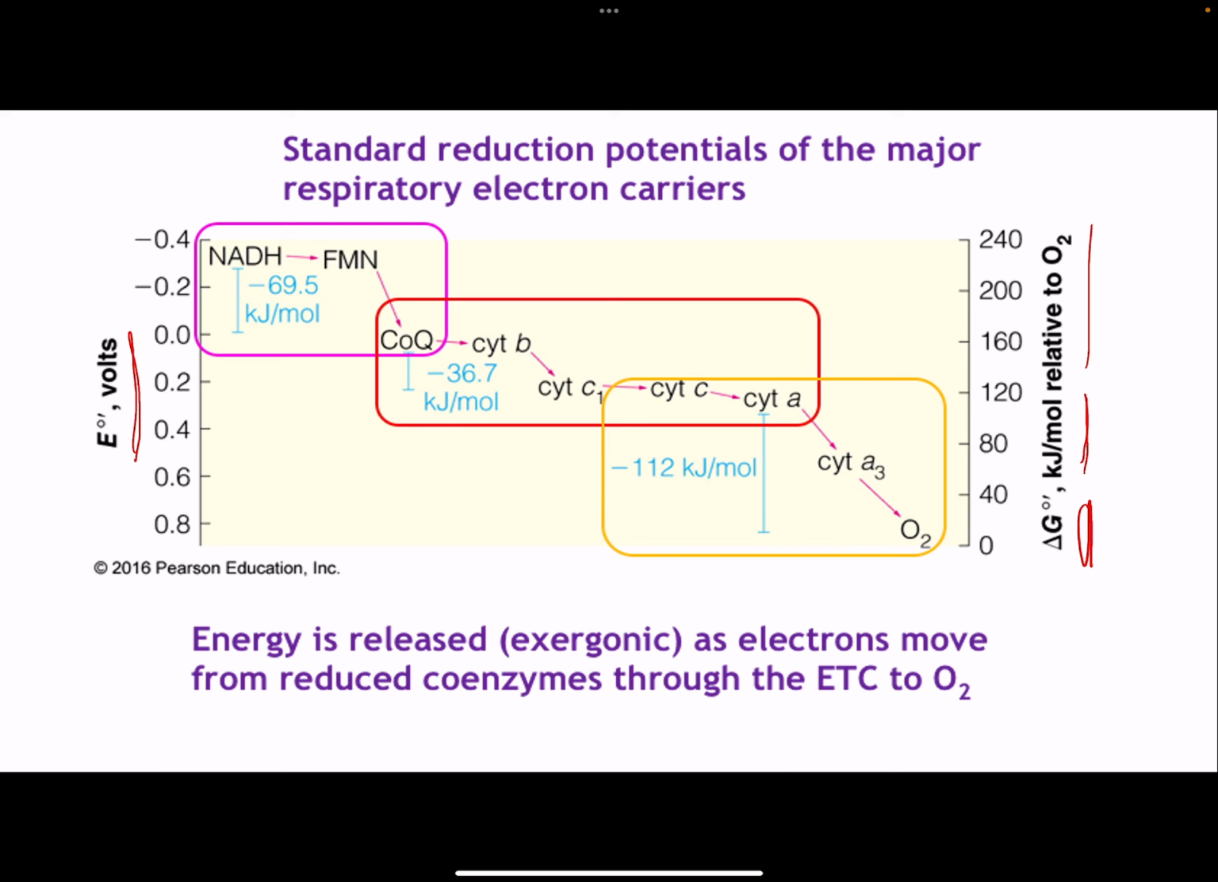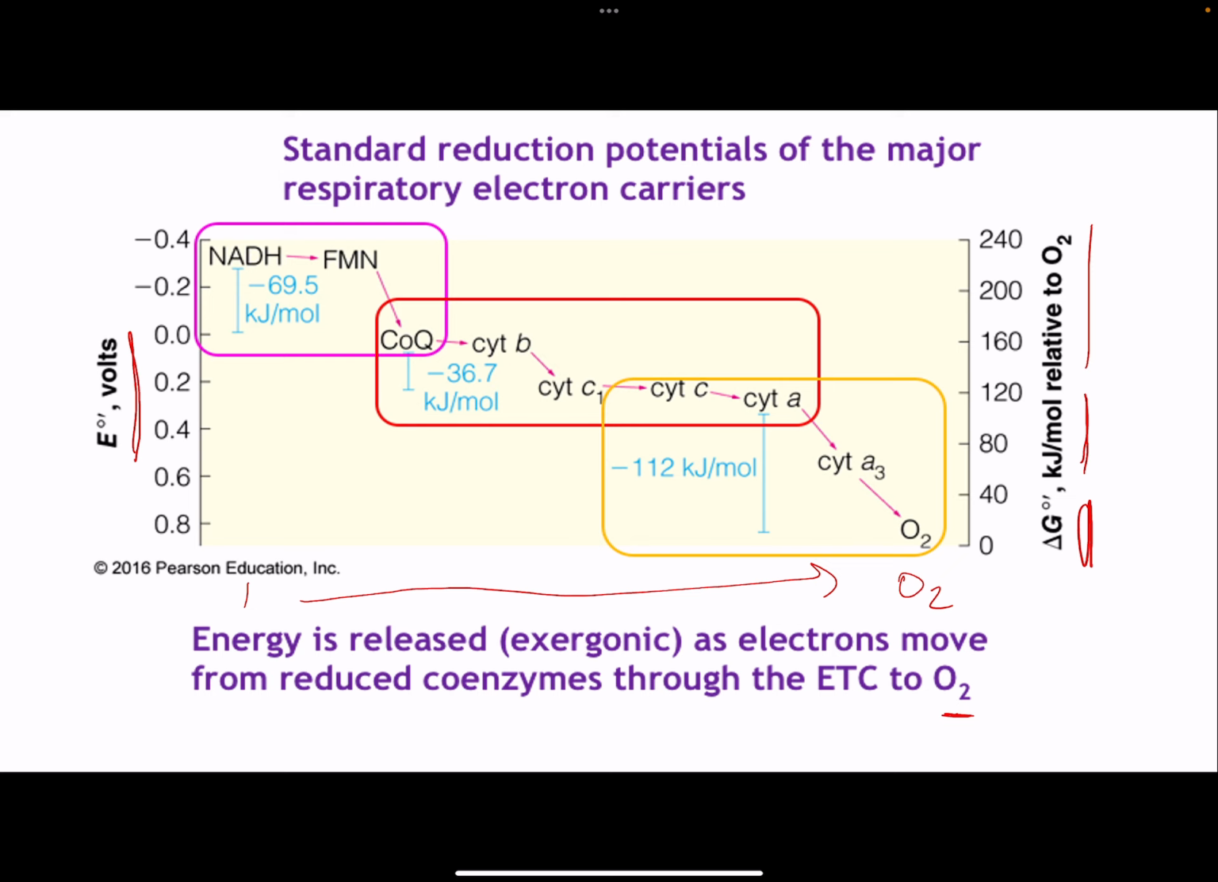And what is plotted here across these two axes is as we move from complex 1 all the way through the electron chain to oxygen. So what is shown here is the different steps of this trajectory or this reaction coordinate of all the different complexes in the ETC and how energy is going to be released in terms of how exergonic it is as these electrons move from the reduced coenzymes through the different complexes of the ETC to the final molecule of oxygen.